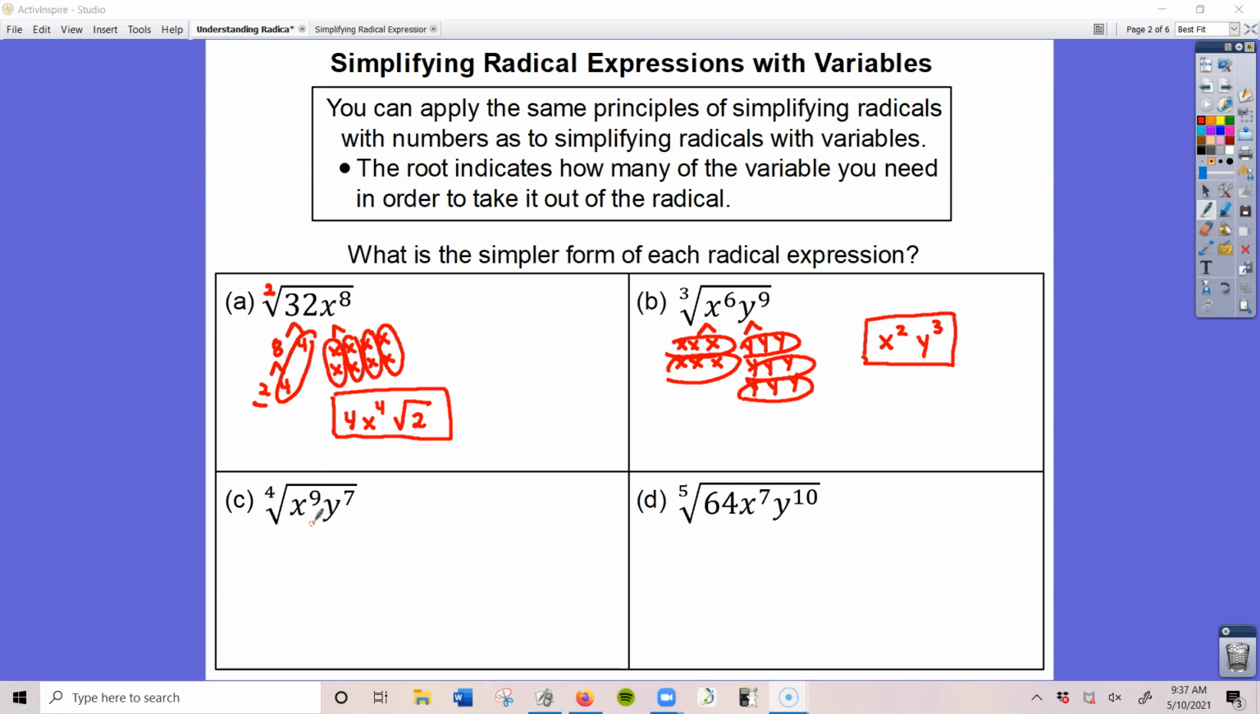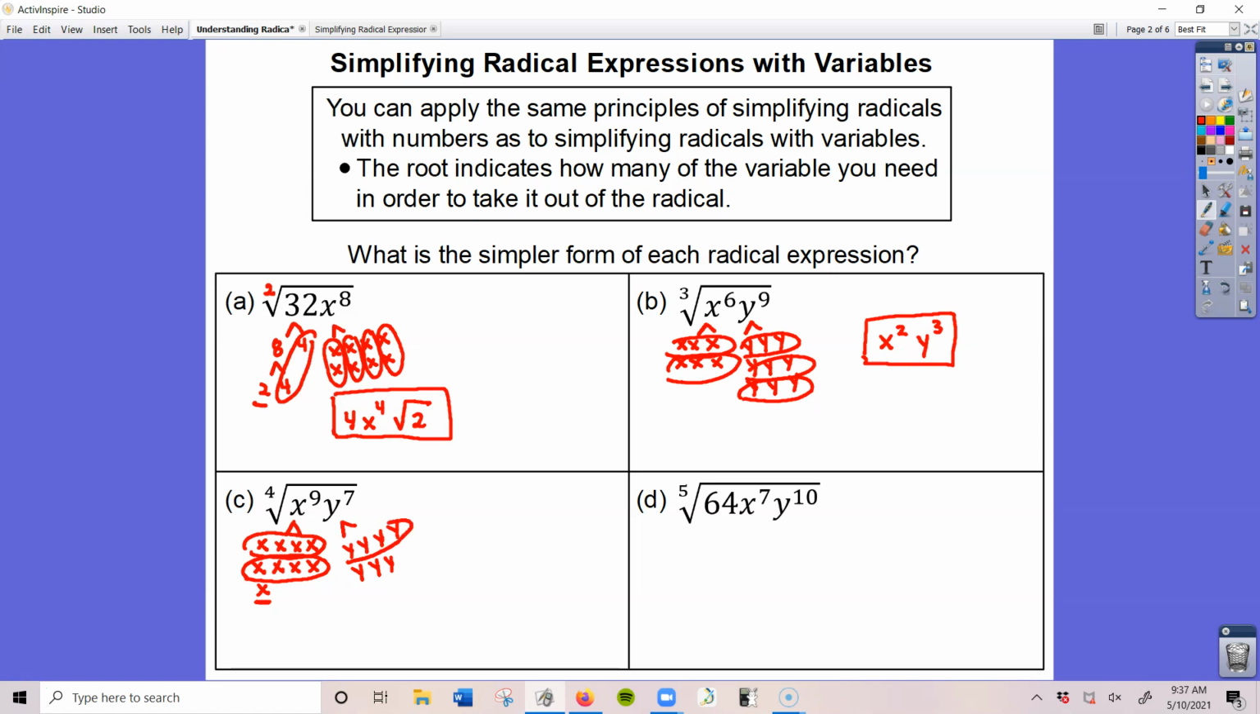Let's look at this next one. We have the 4th root of x to the 9th, y to the 7th. So that means that we need 4 identical of the same thing to move it outside. X to the 9th means that we have 9 x's. Y to the 7th means that we have 7 y's. So here we have a group of 4, and here we have another group of 4. That means that this x will have to stay inside.